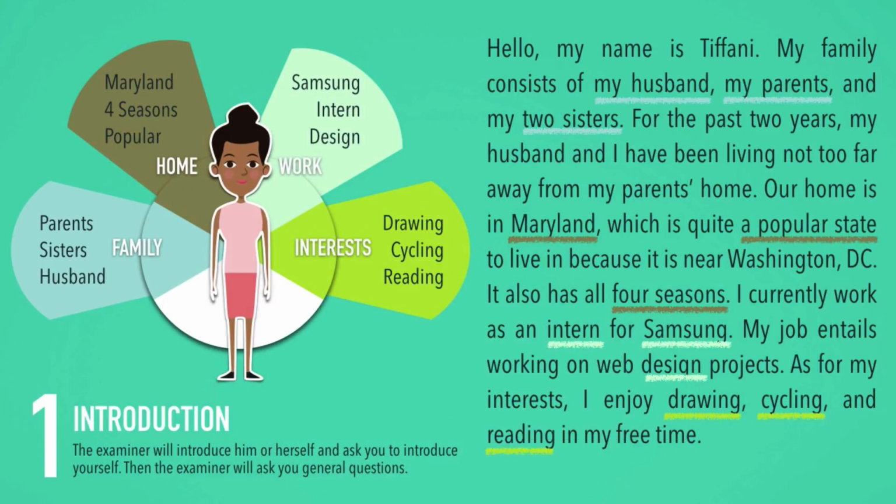Now, as you can see, I have all of the information: my husband, my parents, 2 sisters, Maryland, a popular state, 4 seasons, intern, Samsung, design, and drawing, cycling, and reading. However, we need to see how do we connect all of this information. So let's look at some patterns.